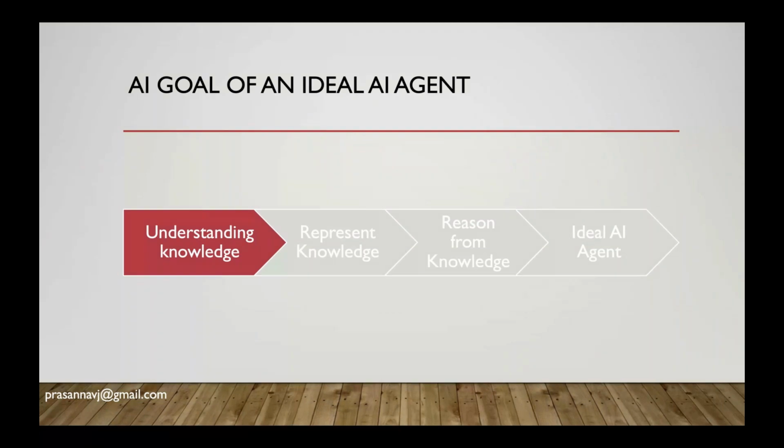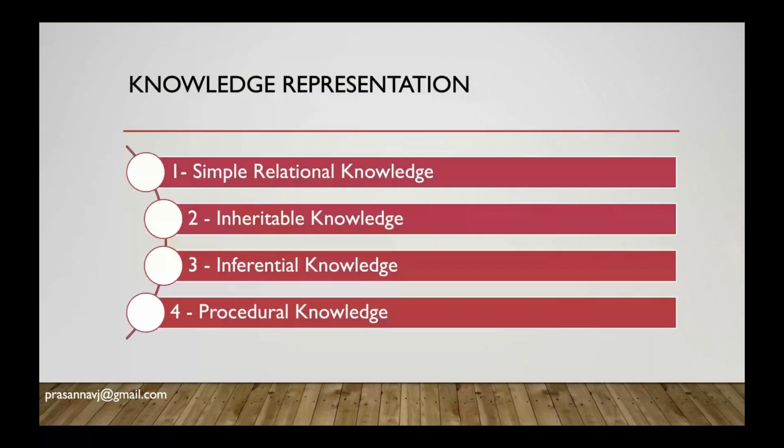If you look at knowledge representation, there are multiple ways you can represent the knowledge: simple relational knowledge, inheritable knowledge, inferential knowledge, and procedural knowledge. The reason we need to understand this is that all these are going to become a base for our neurosymbolic AI. You need to understand the basics so that it can help you understand neurosymbolic AI better. So these are four knowledge representations.